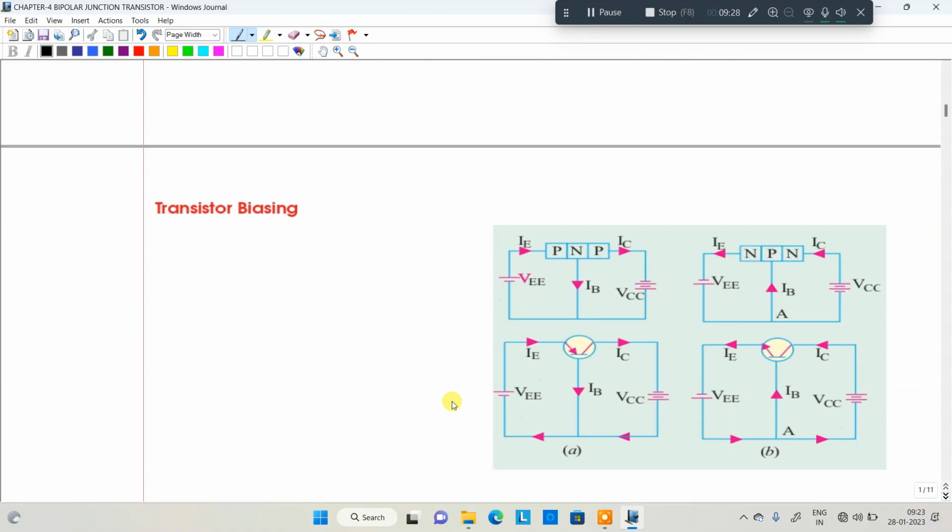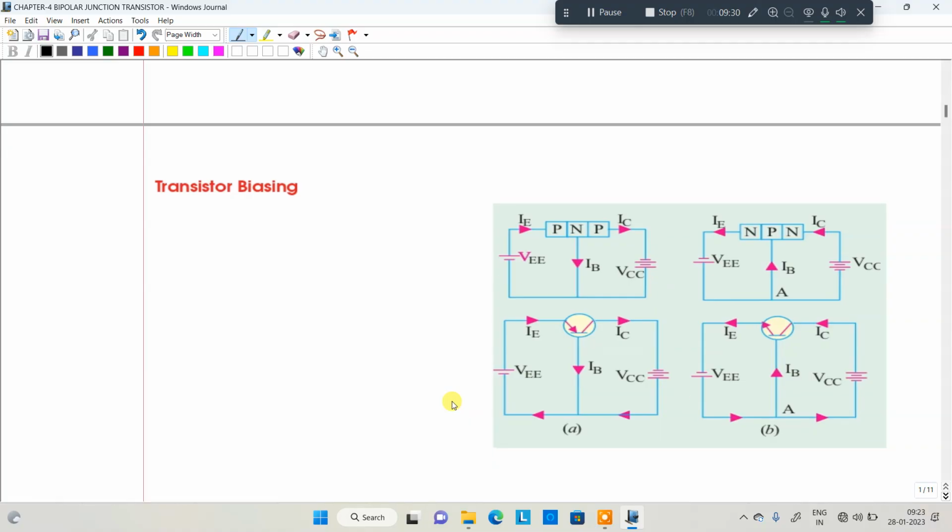Next we are moving to transistor biasing. Biasing is not any new term. Biasing is nothing but giving an input supply. We will see how exactly to bias the transistor in both the PNP and NPN cases. So look here, first the PNP transistor.